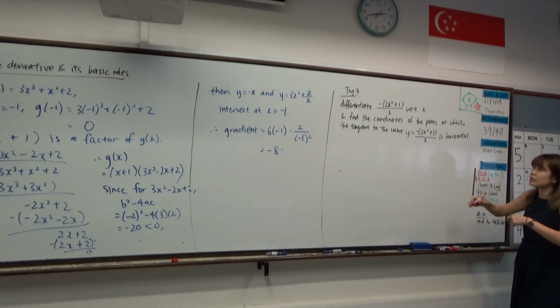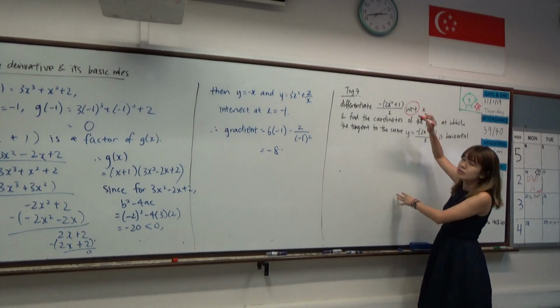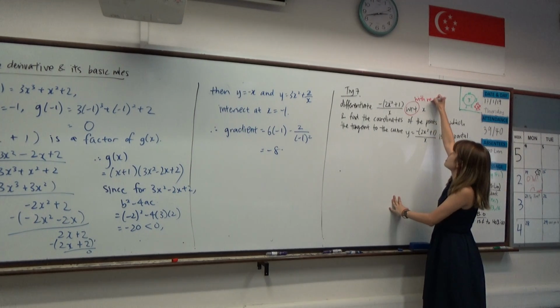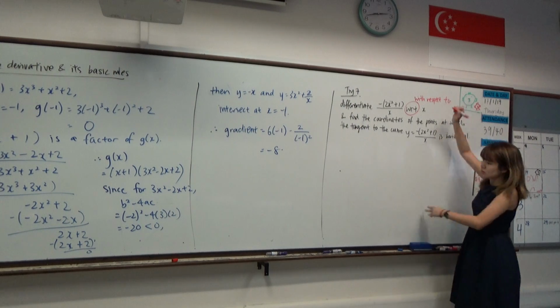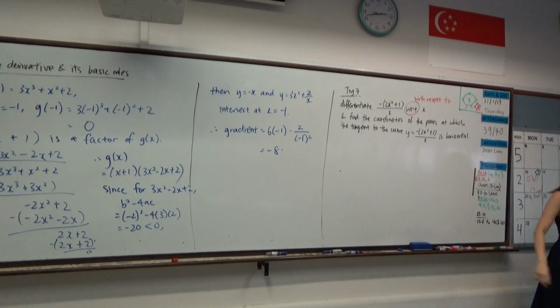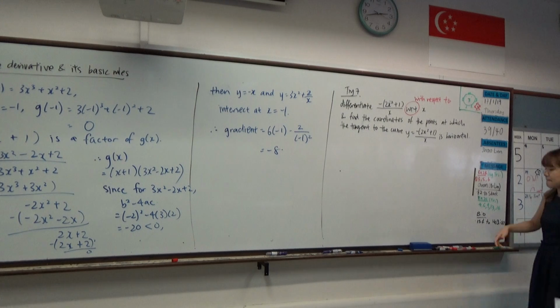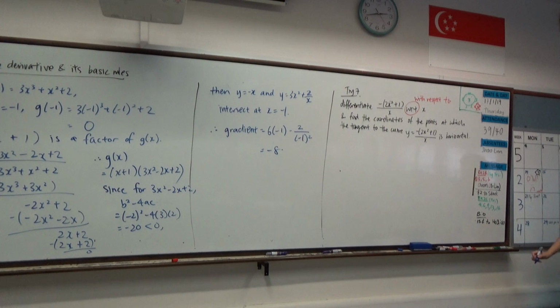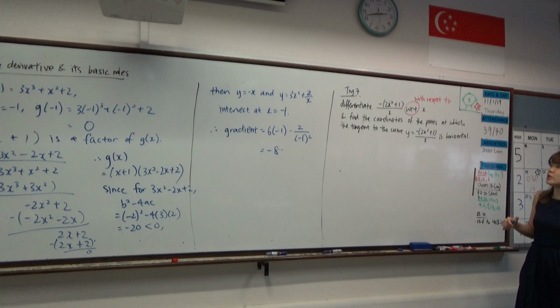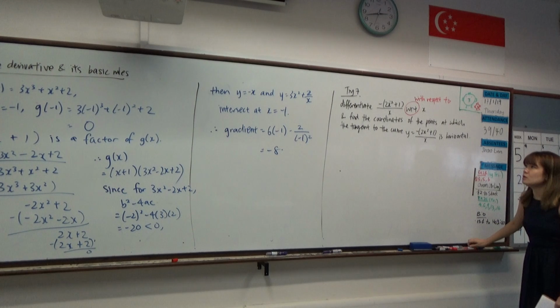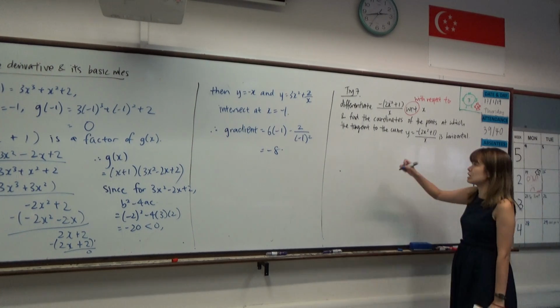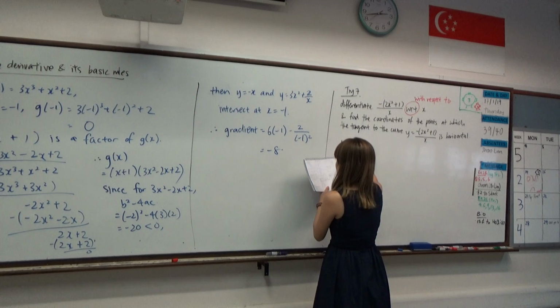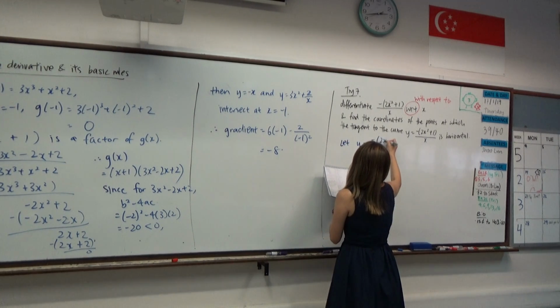Question 7. Differentiate this WRT, which means with respect to. I will just write it in short in future in order to save time. So we want to differentiate that with respect to x, and then after that find the coordinates of the points at which the tangent to the curve is horizontal. First, let's differentiate the function. So let y equal this.